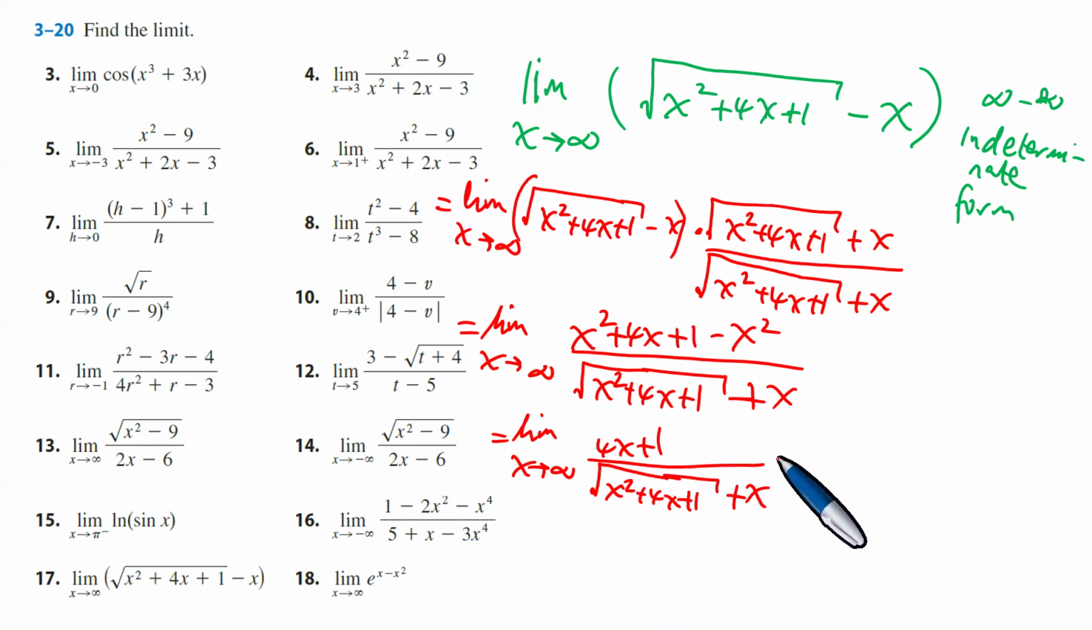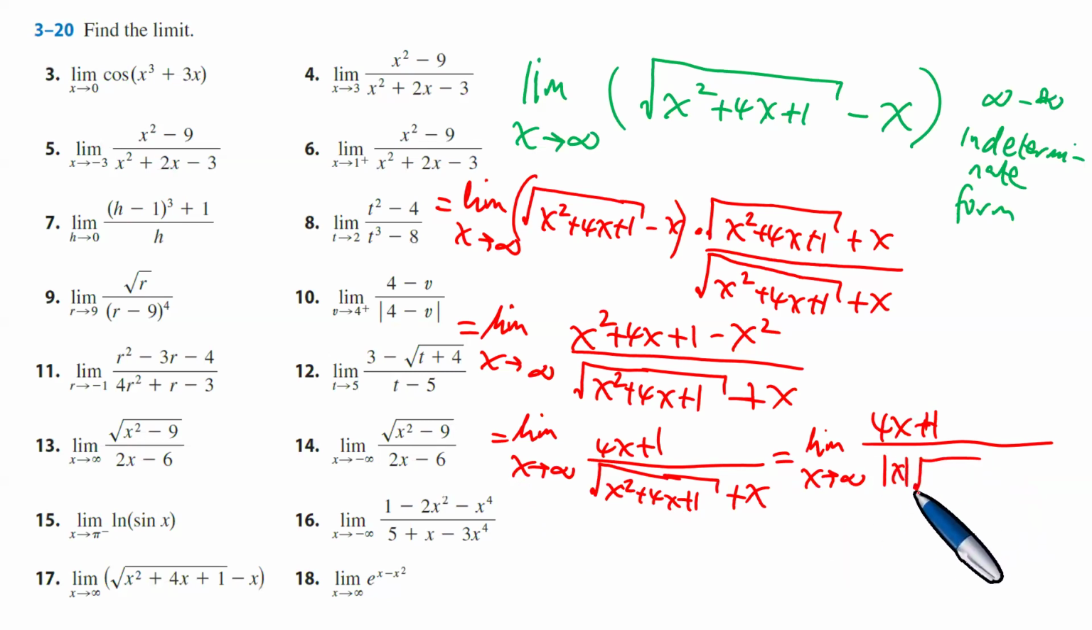When you get to this point, you need to just perform some factorization. So this becomes the limit as x approaches infinity. You can write 4x plus 1 in the numerator like this. In the denominator, you can take out x squared, whose square root becomes the modulus of x. And this becomes 1 plus 4 over x plus 1 over x squared, like this. Okay, and then plus x. So in the end, what we're having here is the limit as x approaches infinity.